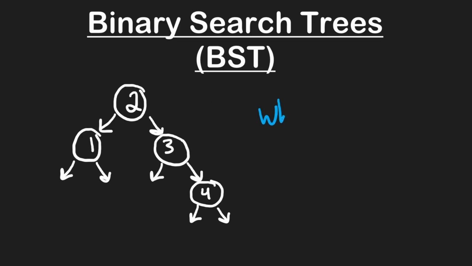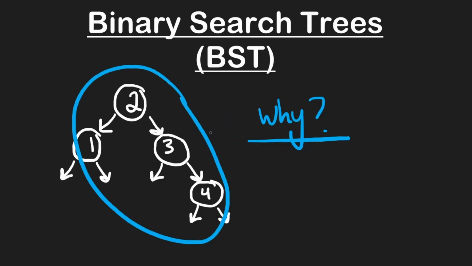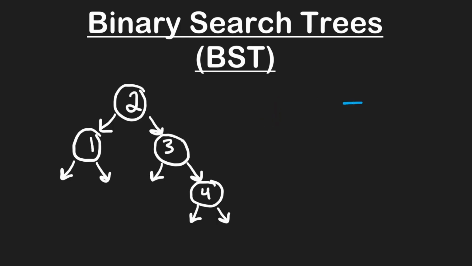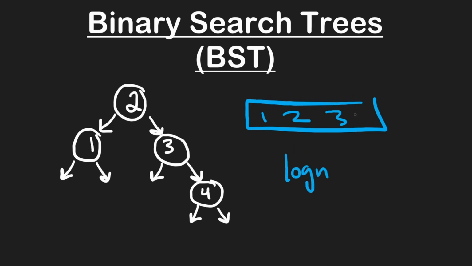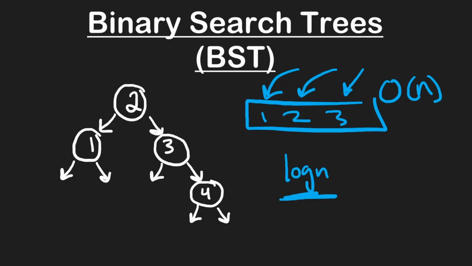Now you might be wondering why. Why do we care about having a sorted property with this data structure? What does it achieve for us? Well, pretty much exactly the same thing as having a sorted array. With a sorted array, when we need to search for a value, we can do it in log n time. If the array was not sorted, we would have to look at every individual element, so we would have to search for a value that we're looking for in O of n time. But with sorting, we can do it more efficiently.